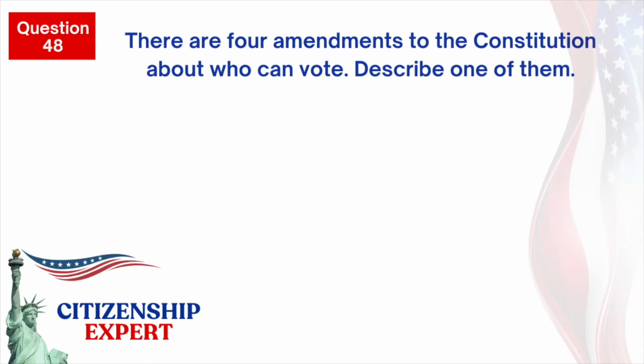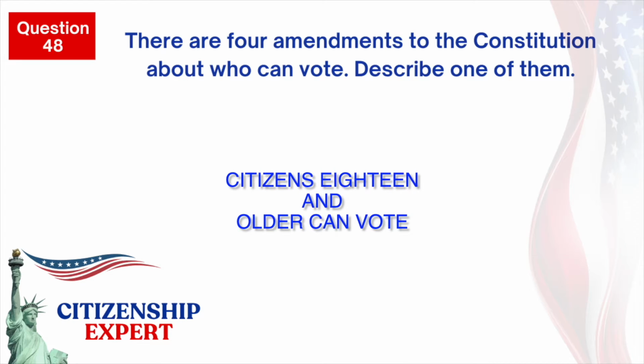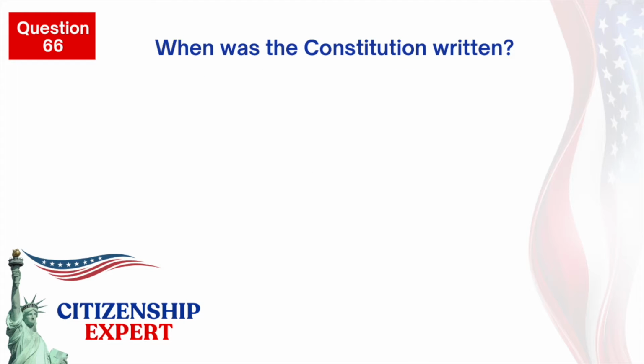There are 4 amendments to the Constitution about who can vote. Describe one of them. Citizens 18 and older can vote. When was the Constitution written? 1787.